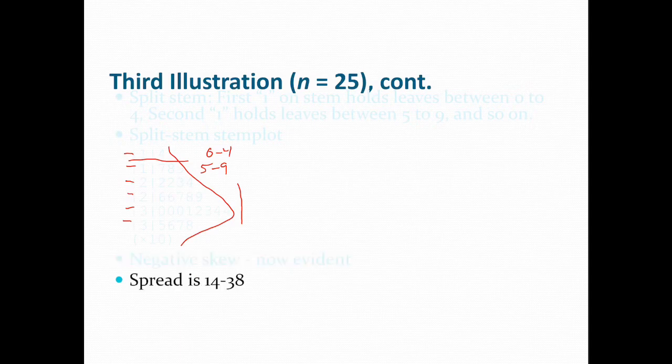The spread, once again, remember your spread is going to be your minimum value to your maximum value. We want to spread all the peanut butter or jelly all over a slice of bread, so it'd be 14 to 38, and we'd say the median is 29.